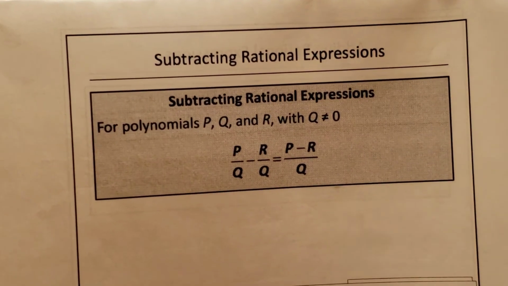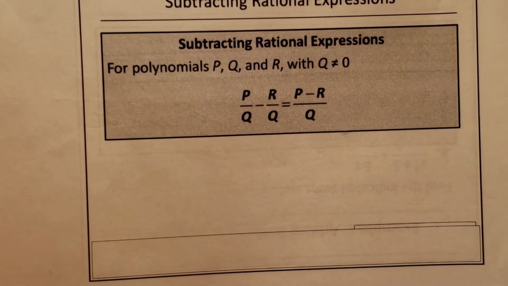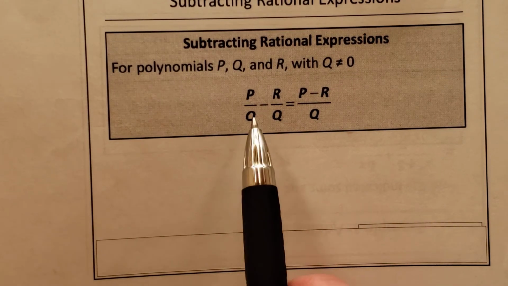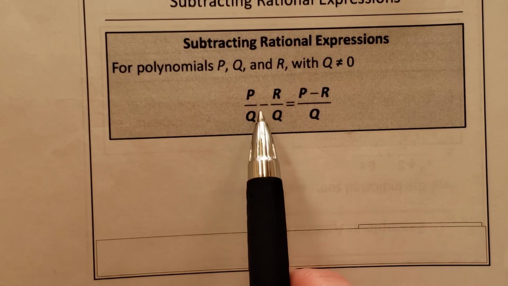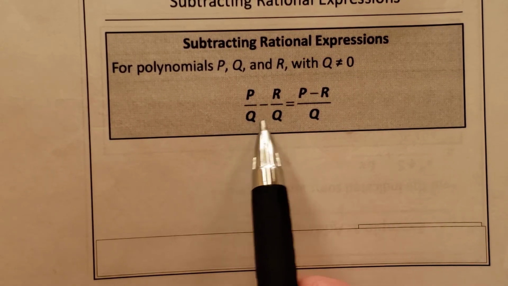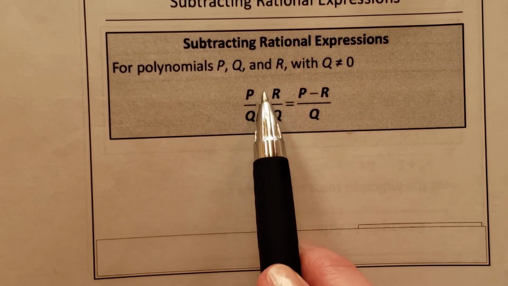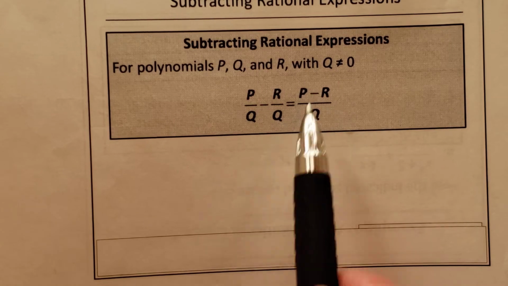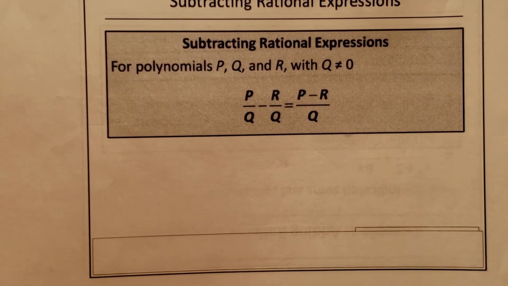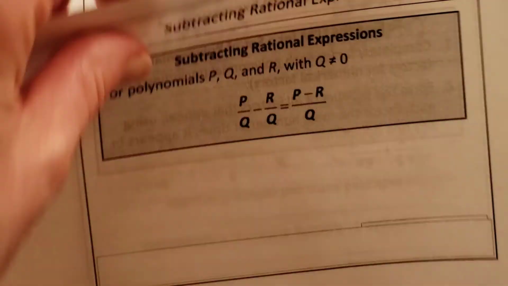All right, that takes us into subtraction. So if you have P over Q minus R over Q, you're just going to leave your Q like it is, your denominator, and you're going to throw that subtraction sign up in the numerator between those two numbers. So that's what we're going to do with subtraction.